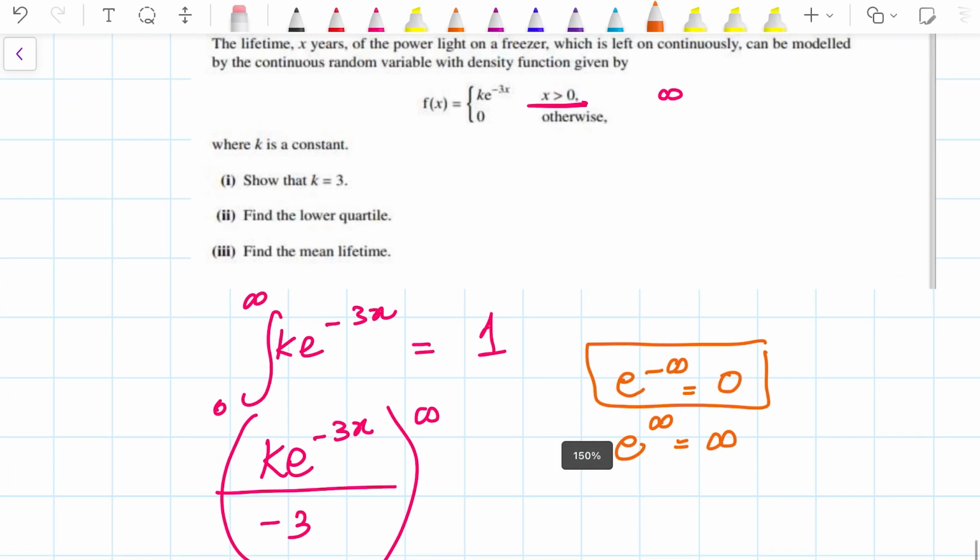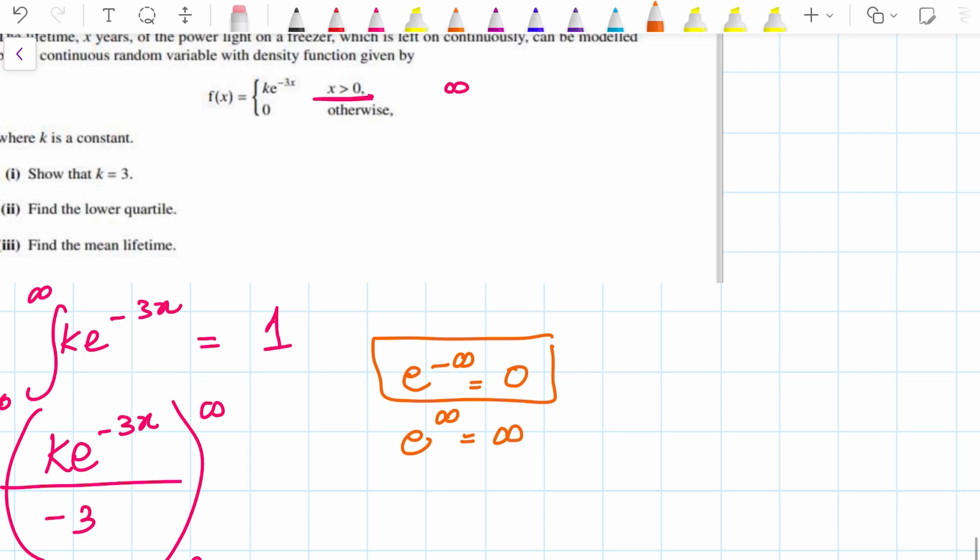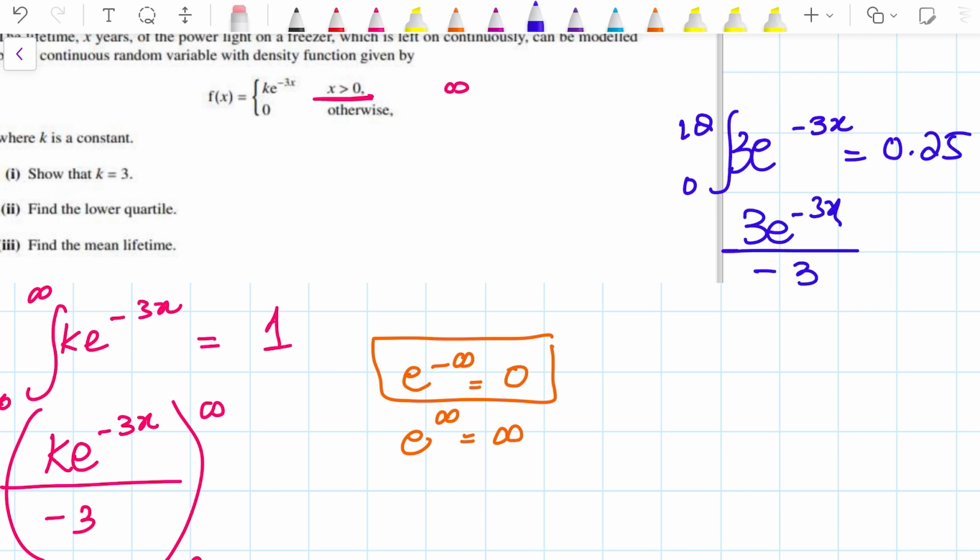Now the next part says, find the lower quartile. For the lower quartile, you know that when you integrate from the lower quartile to the initial limit, the value K is 3. The answer is 0.25. Copy the function divided by the differential of the power. Lower quartile to 0.